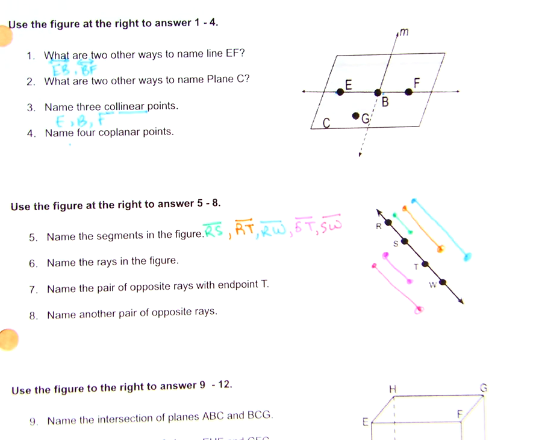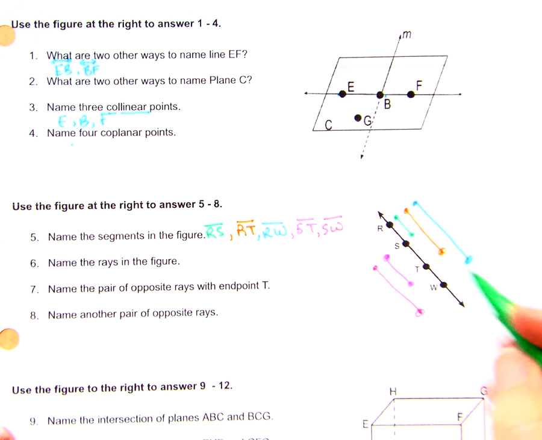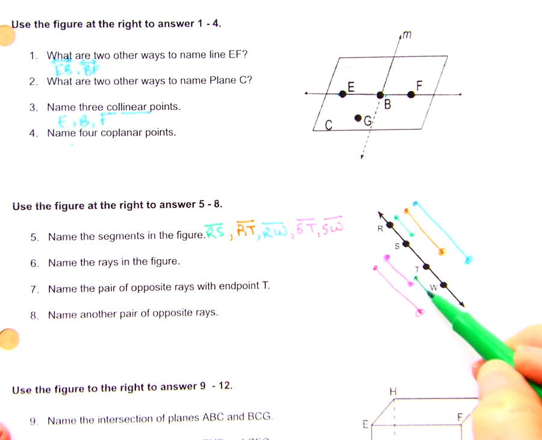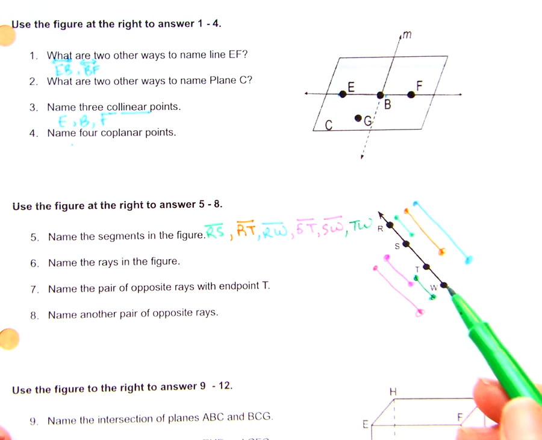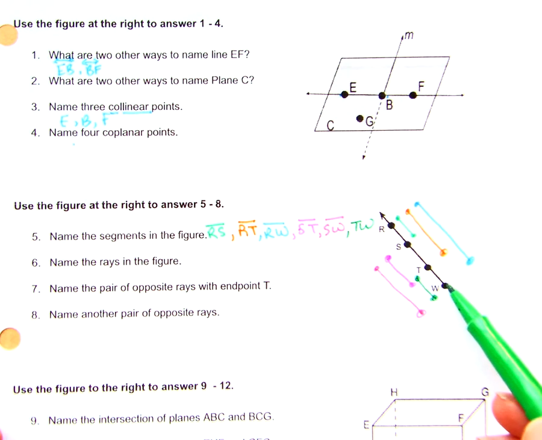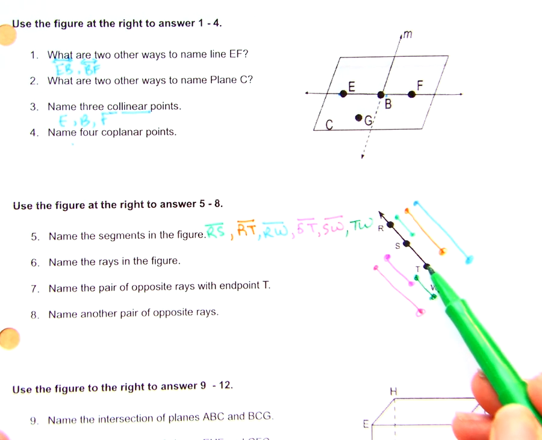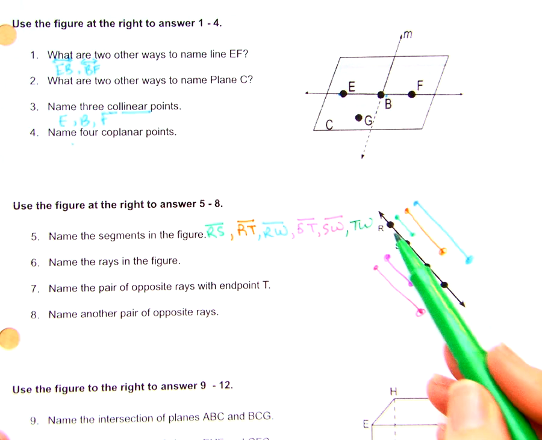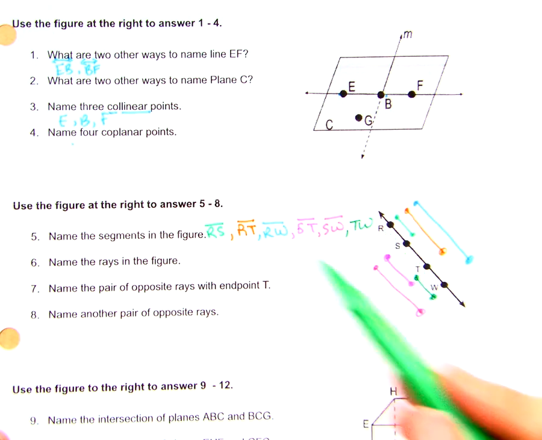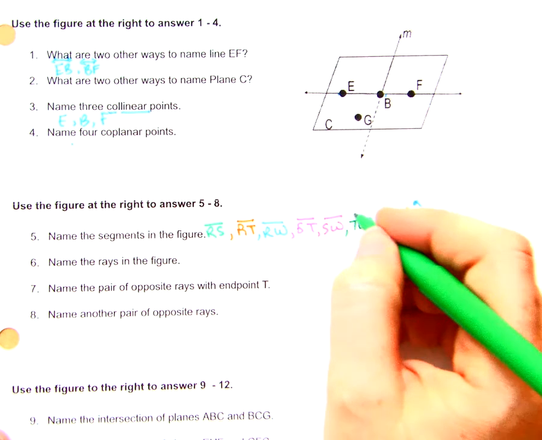And then we can start with T. We've got a lot of little segments going on here now. But TW would be one. And then really there are no W ones here because WT is the same thing as TW, WS is the same thing as SW, and WR is the same thing as RW. So these would be all my line segments.